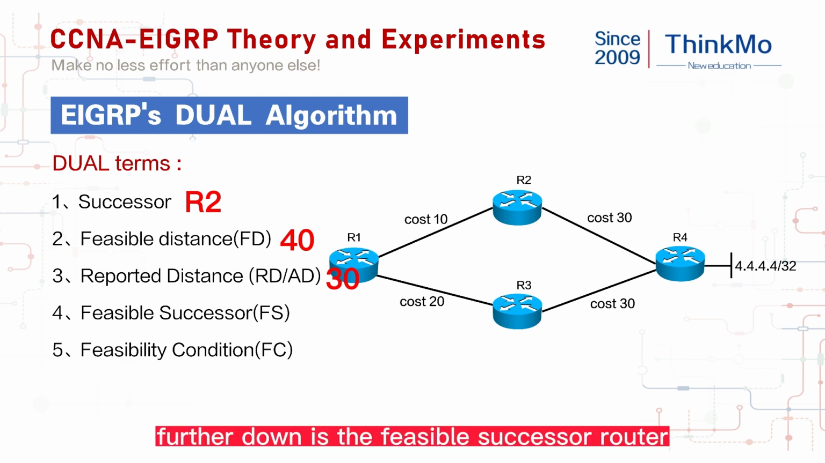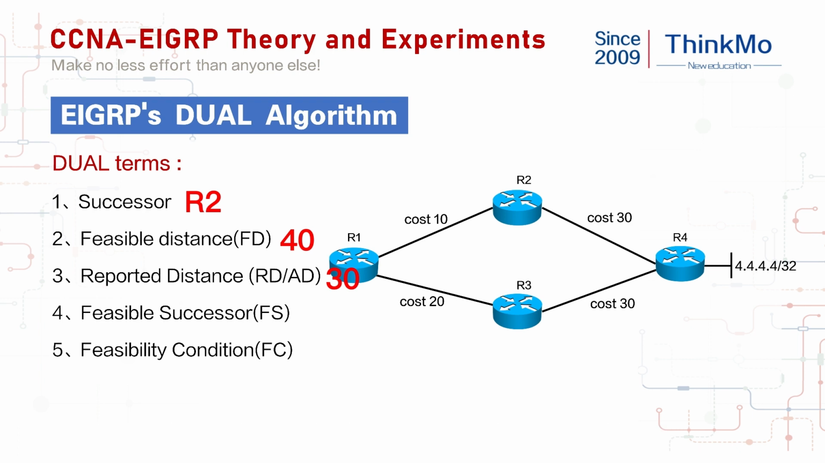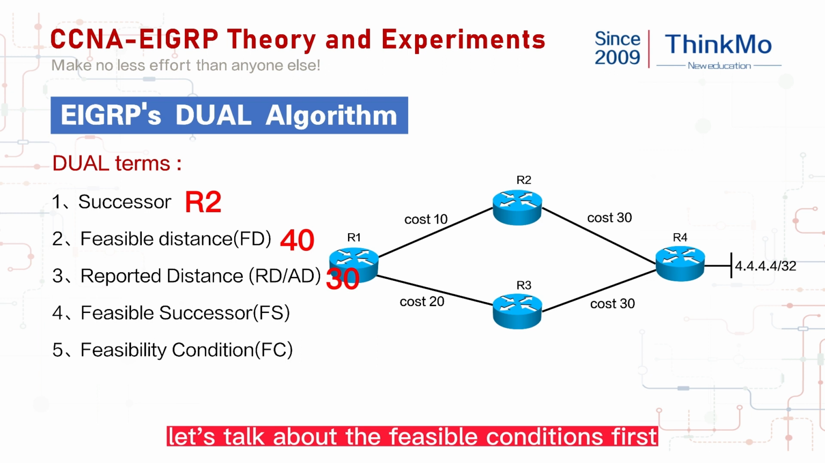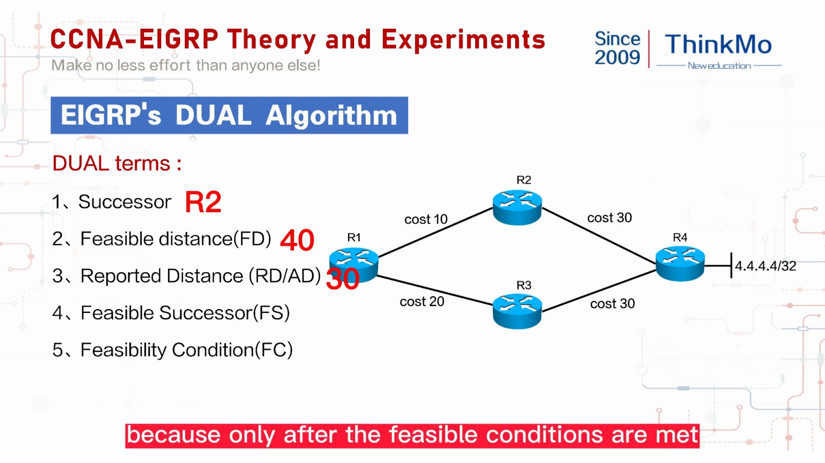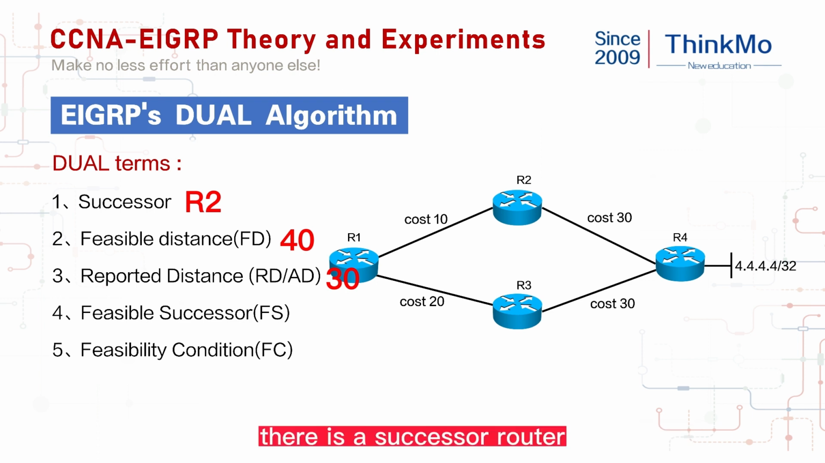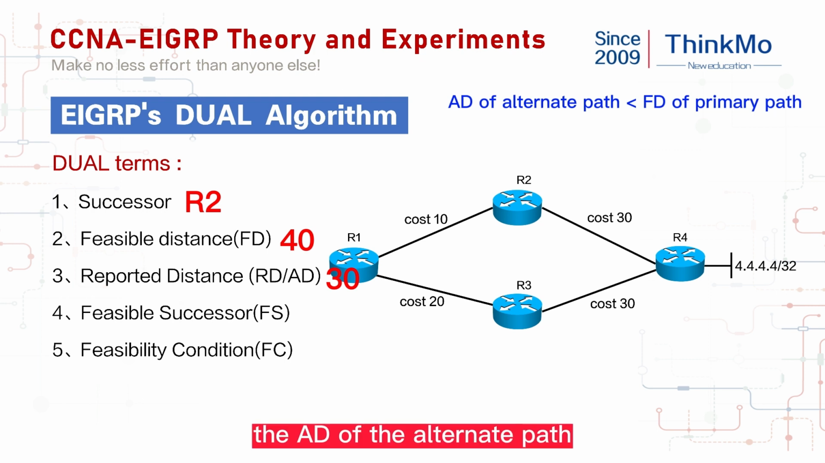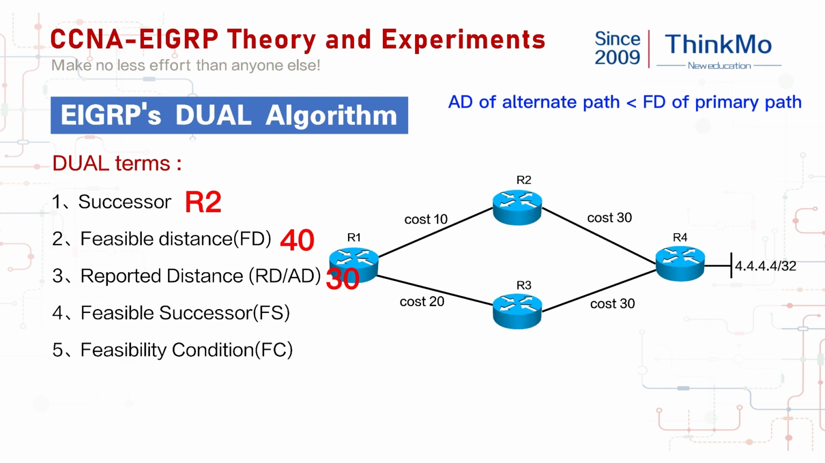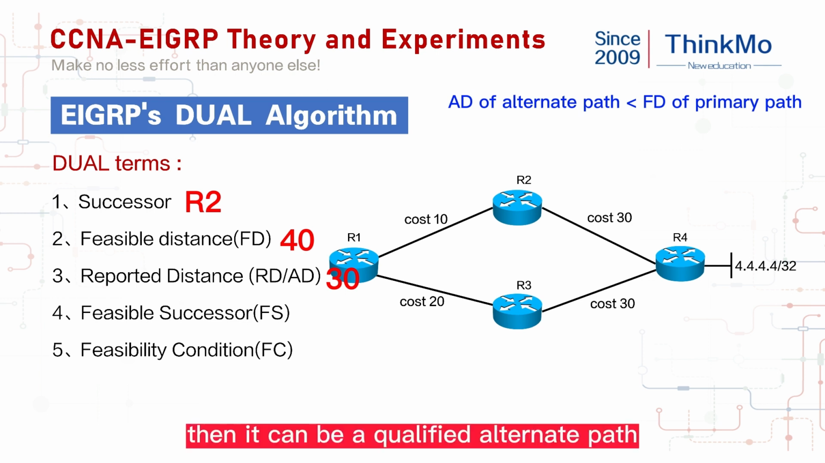Okay. Further down is the feasible successor router. Let's not talk about this yet. Let's talk about the feasible condition first, because only after the feasible condition is met is there a feasible successor router. The feasible condition is: if there is a path that can satisfy a parameter, we call it an alternate path. If the AD of the alternate path is less than the FD of the main path, then it can be a qualified alternate path.